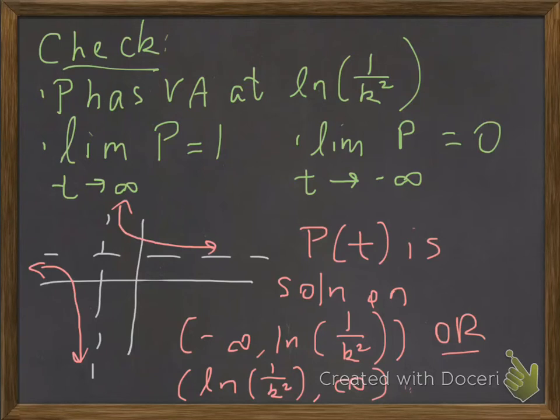So in this case, we can either have a solution on the sort of left-hand piece of the graph or a solution on the right-hand piece of the graph, but not both.